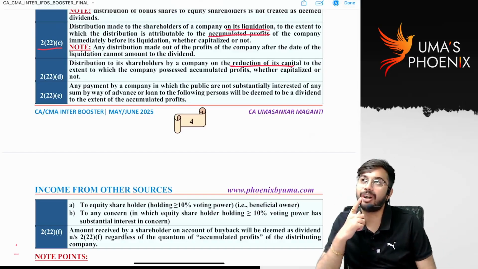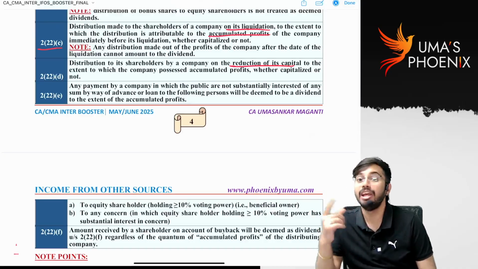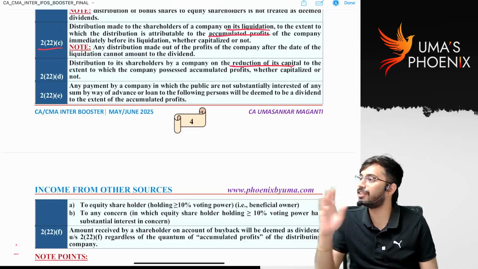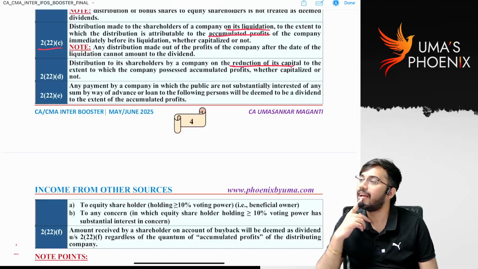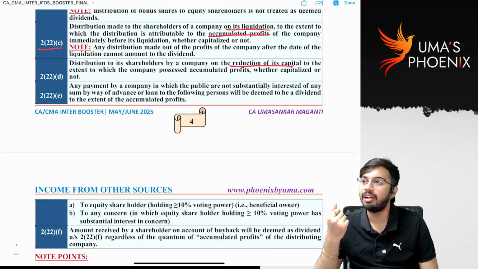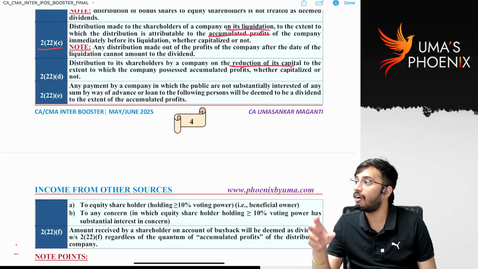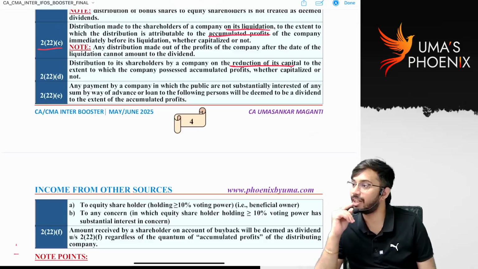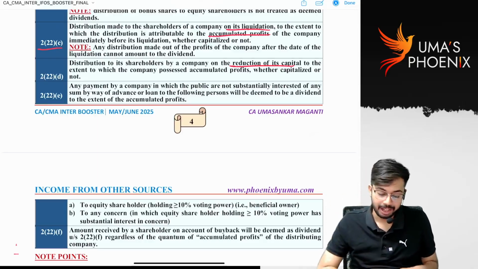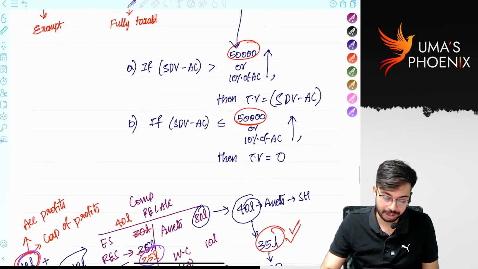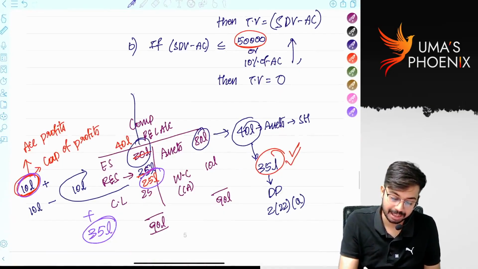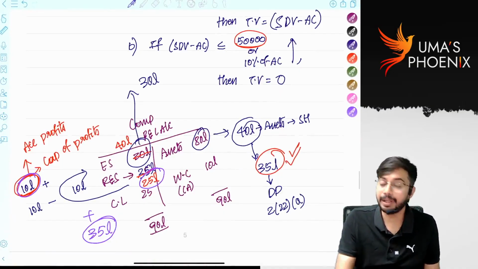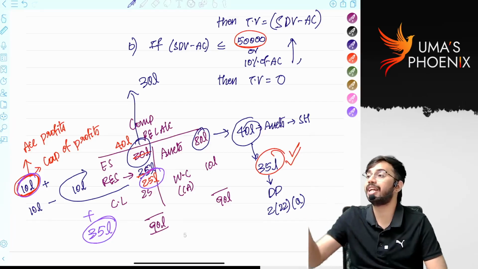The company thought, if I give cash, it is dividend. If I give assets, deemed dividend. If I give extra security, that is also deemed dividend. And if, at the time of liquidation, whatever profit is made up to the date of liquidation, that is also deemed dividend. So it decided: equity share capital is there, right? Original equity share capital 30 lakhs. The company decided to give back the share capital.